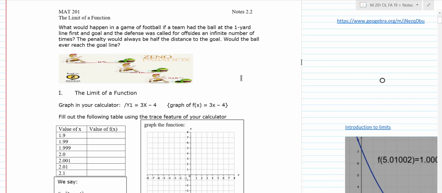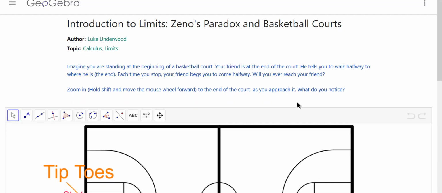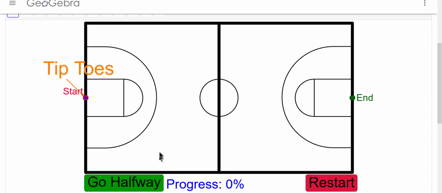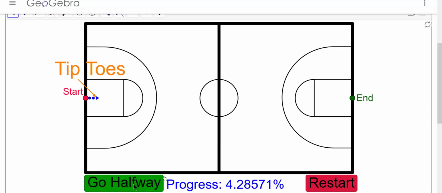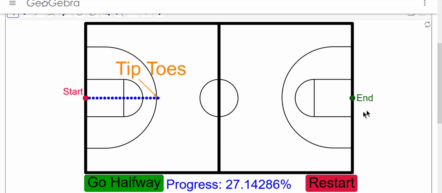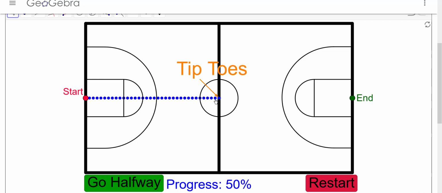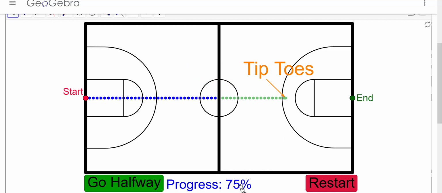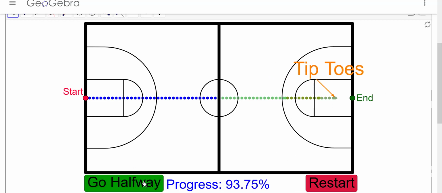This idea of Zeno's Paradox goes back to the Greek civilization, I believe. It's an interesting idea. If you're going to go from this point to this point, like on a basketball court, one way to get there is to go halfway. So now we're 50% to the end. Then we go halfway again, so now we're 75%. Then half this distance again, 87.5%. Then half the distance again, and right now we're 93.75%.